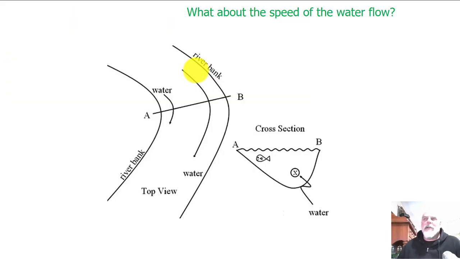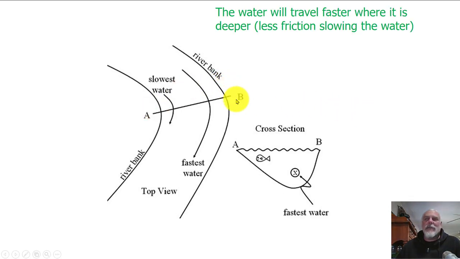What about the speed of the flowing water? So let's take a look at A as compared to B. A is going to be slower. B is going to be faster. The water is going to come in fast and smash into this side. The water here is going to be slower. And this side is going to get smashed. It's going to be dug deeper. And on this side, the sediment is going to be dropped here, and it's going to become more shallow. This side is going to be faster.